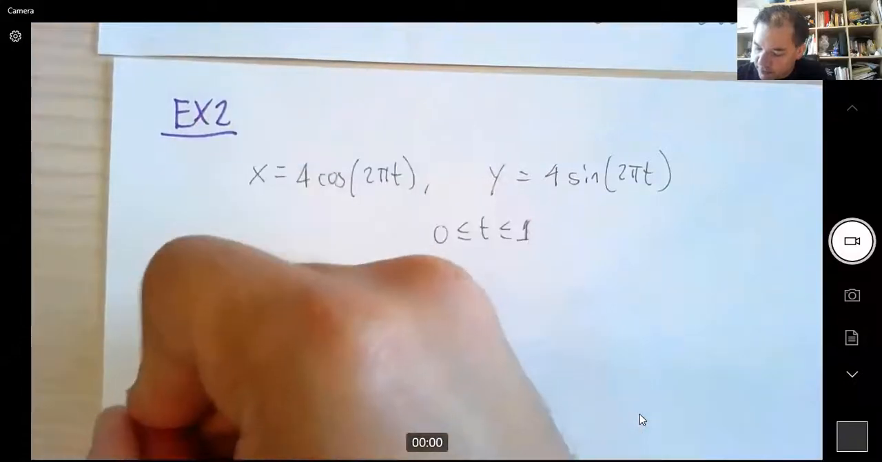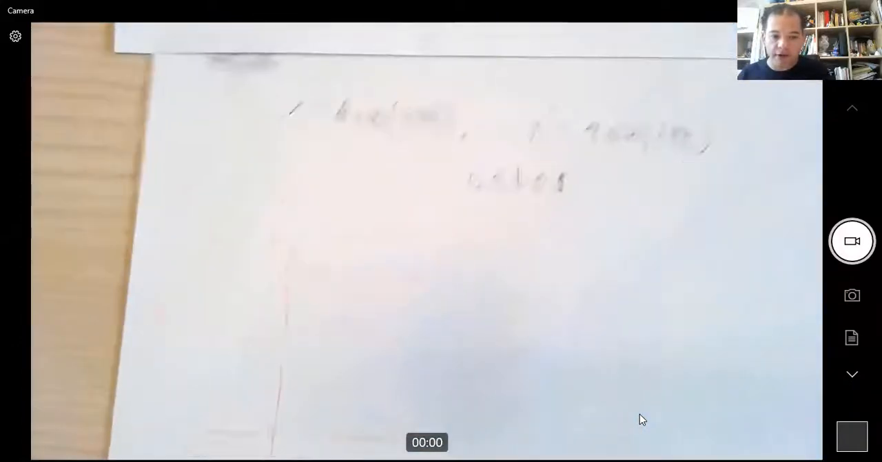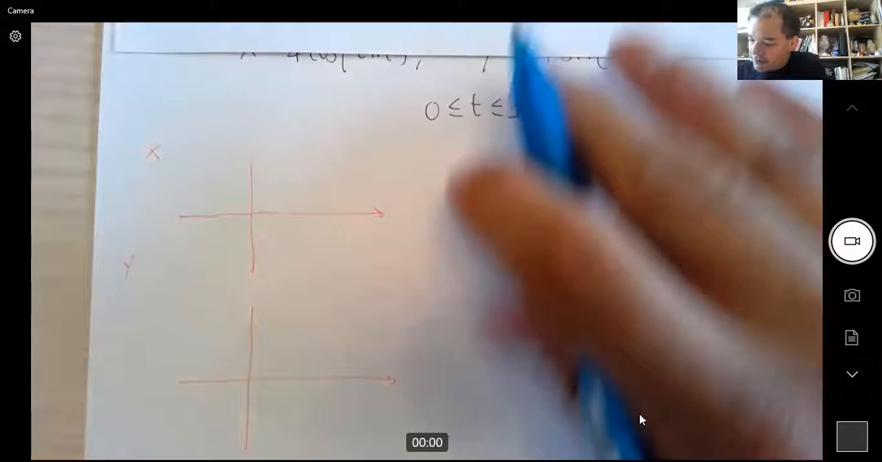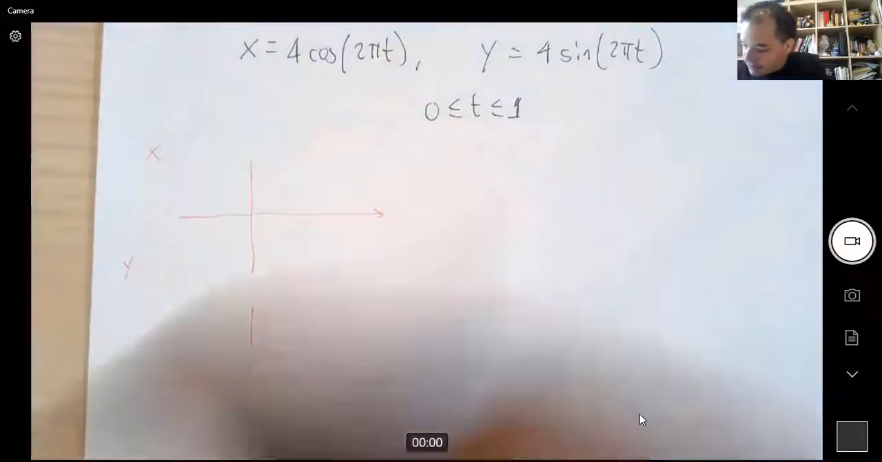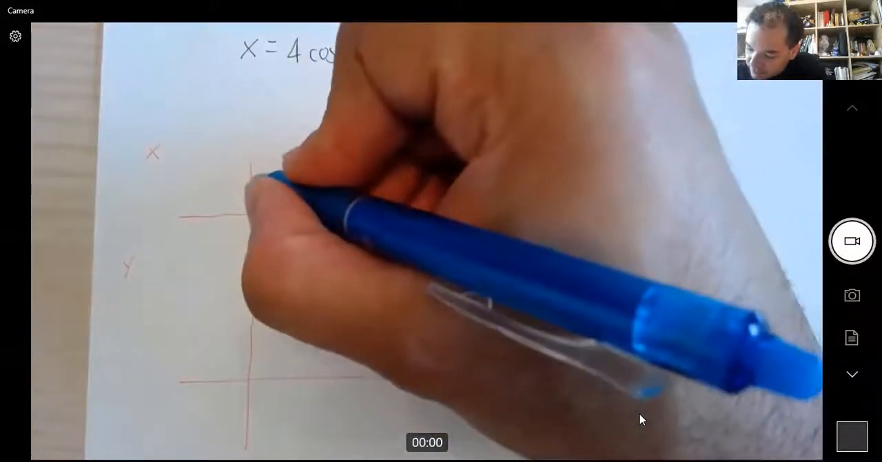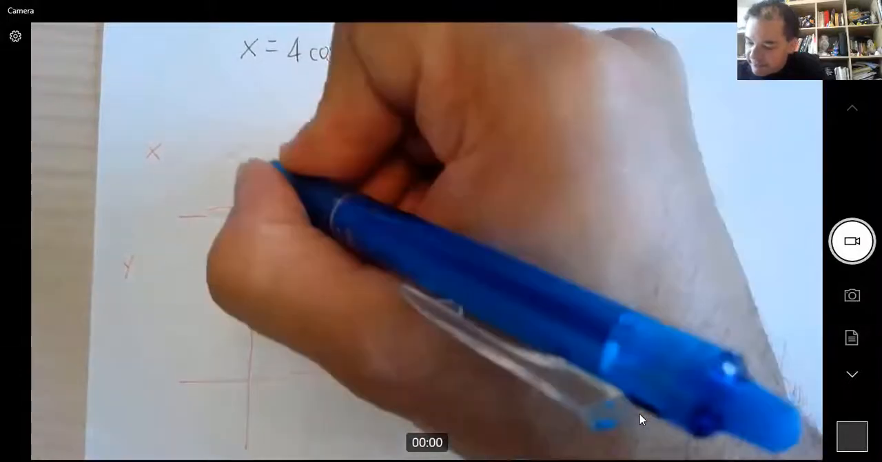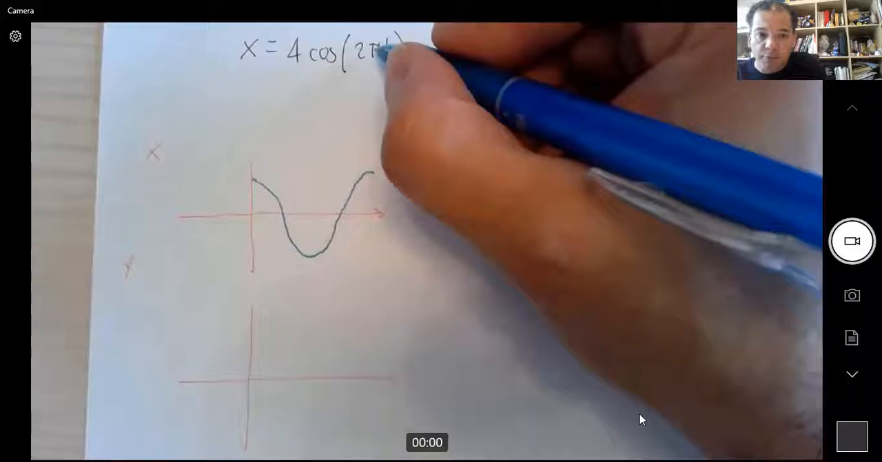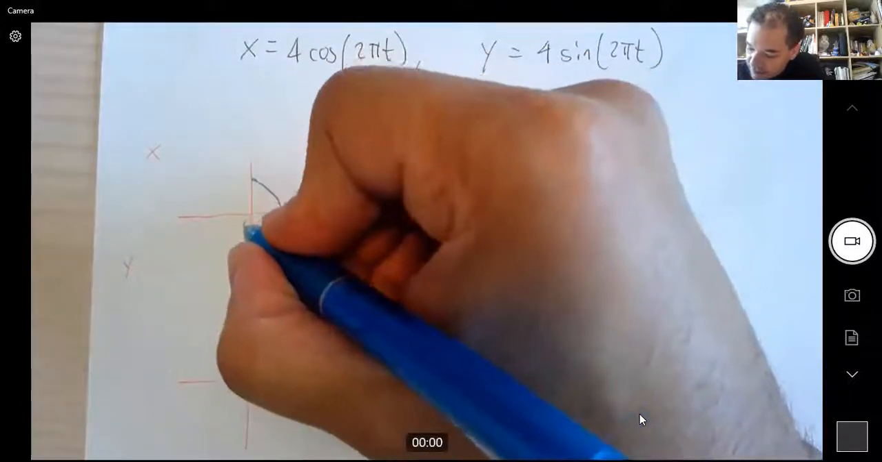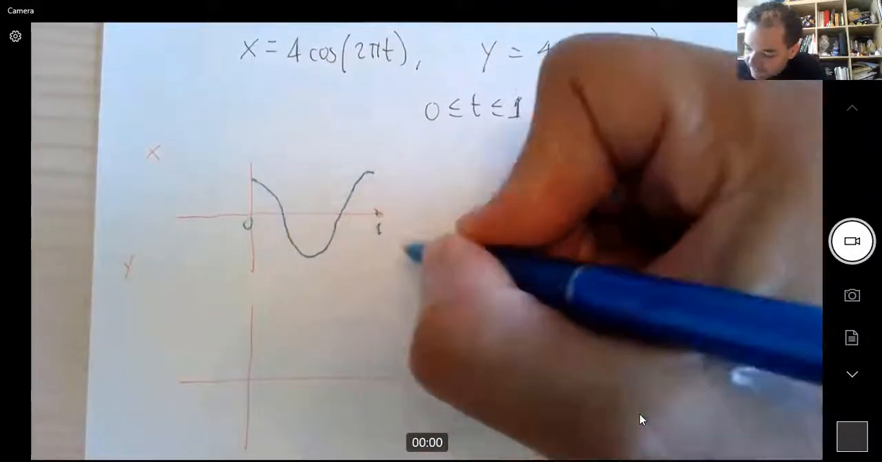So this would be the one for x, and this would be the one for y. What x is doing between 0 and 1 is doing a piece of the cosine. So it's going like this, one iteration of cosine, right? Because it multiplies times 2 pi. So this is at 0, and this is right here at 1.